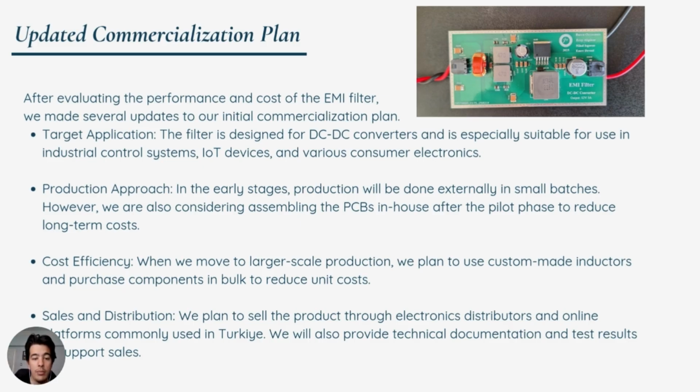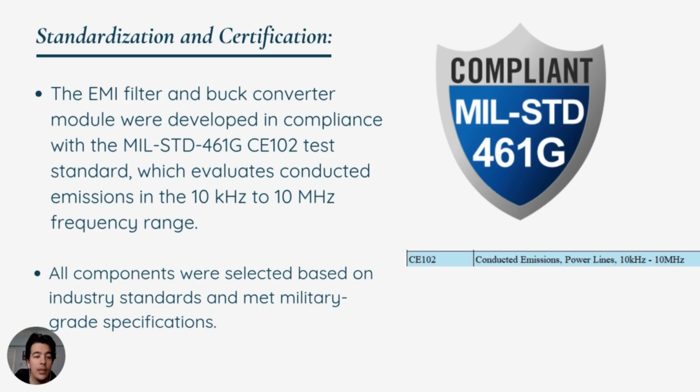However, we consider assembling the PCBs in-house after the pilot phase to reduce long-term costs. Cost efficiency. When we move to larger scale production, we plan to use custom-made inductors in bulk to reduce unit costs. Sales and distribution. We plan to sell the product through electronics distributors and online platforms commonly used in Turkey. Standardization and certification. The EMI filter and buck converter module were developed in compliance with the military standard 461G CE102 test standard, which evaluates conducted emissions in the 10 kHz to 10 MHz frequency range. All components were selected based on industry standards and met military grade specifications.